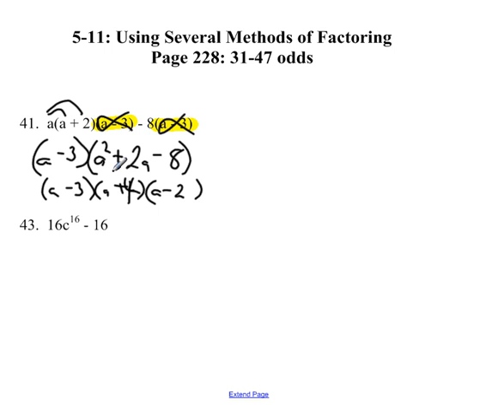Now the order of these binomials, as you're doing all these problems, if maybe a minus 2 is in front of a plus 4, it doesn't matter. You can switch the order of those.